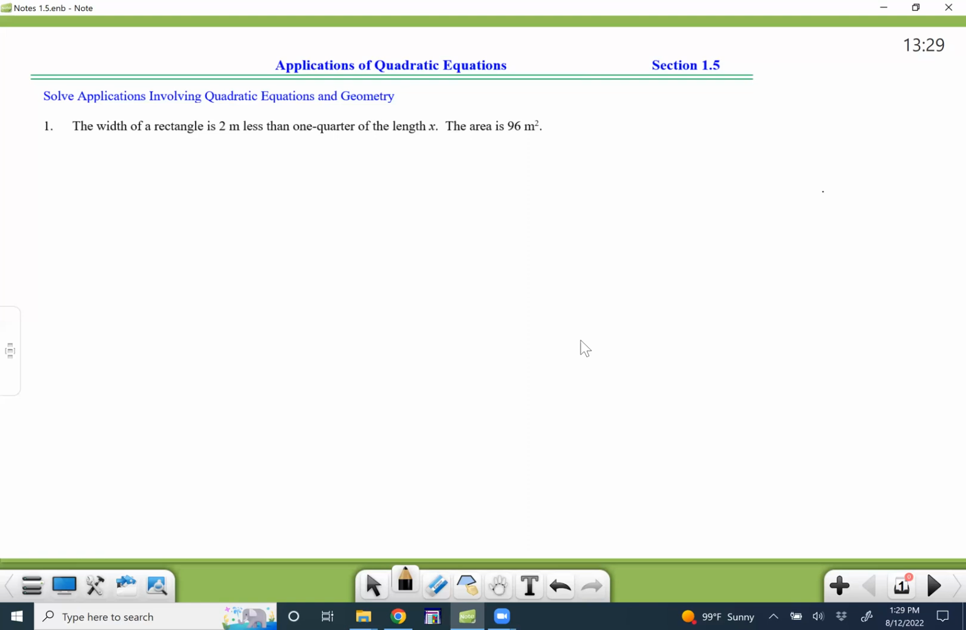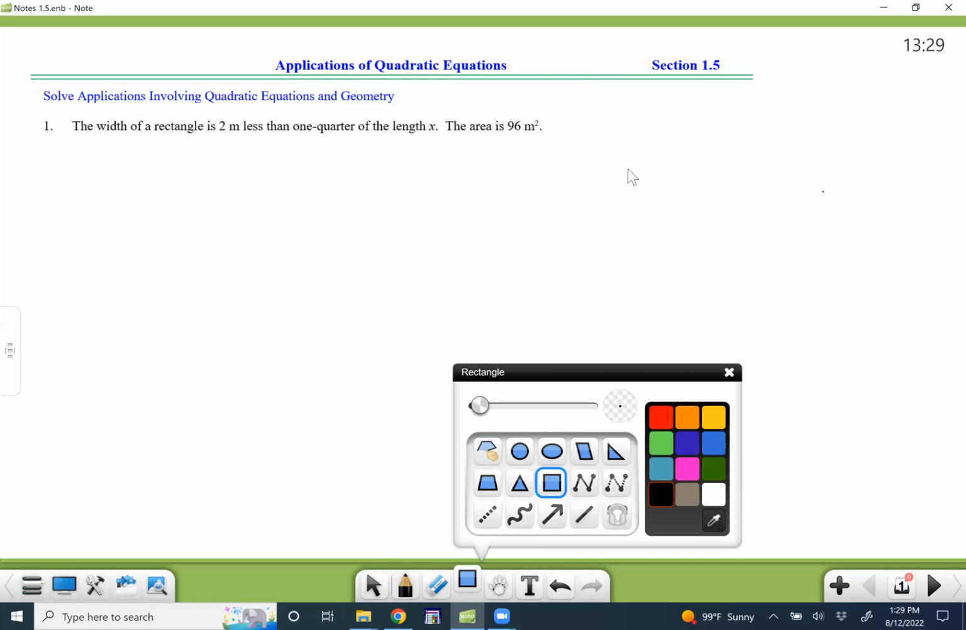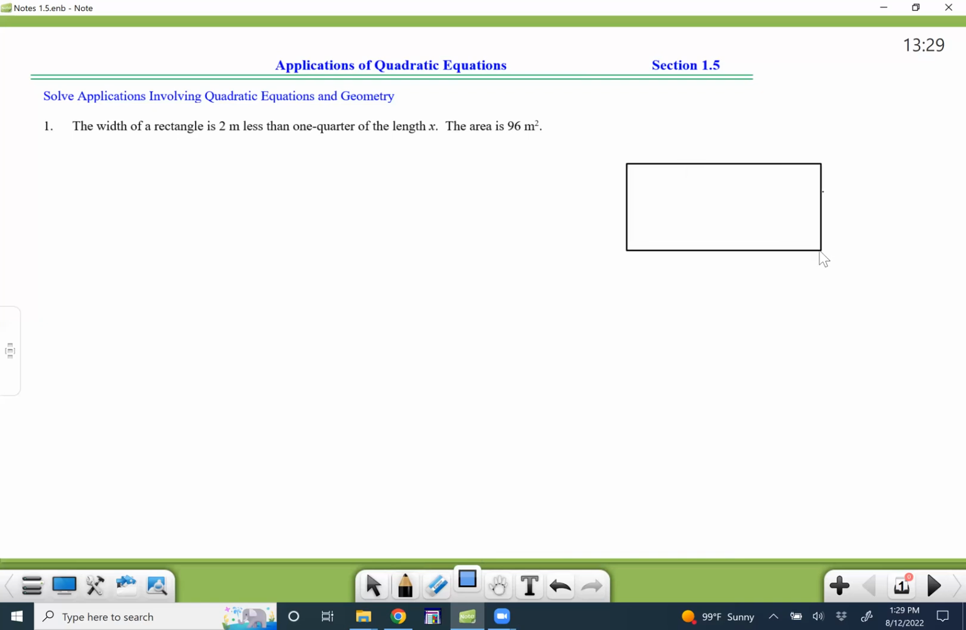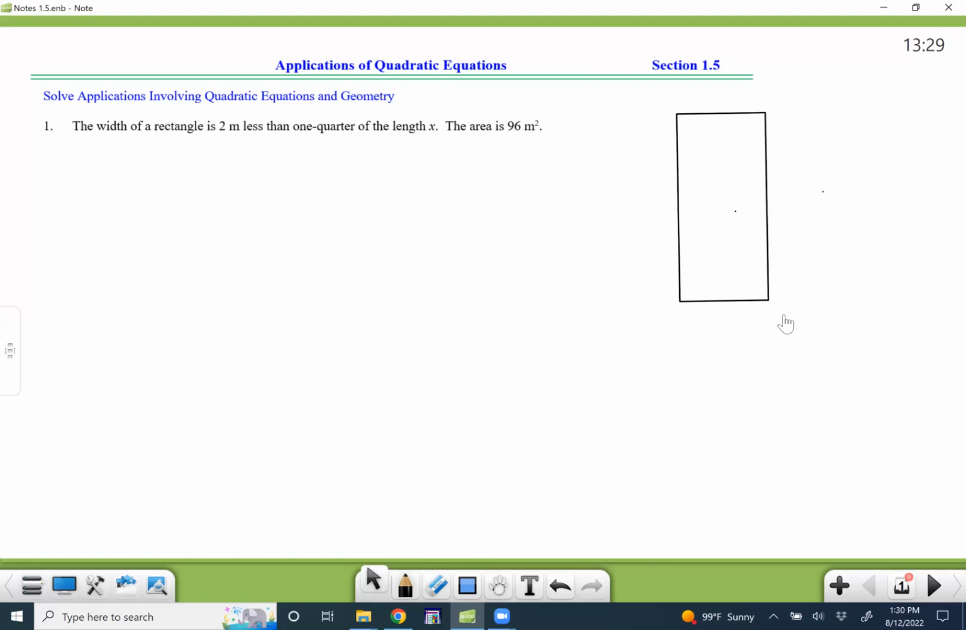All right, so let's go ahead and start here with this first one. It says the width of a rectangle is 2 meters less than 1/4 of the length x. The area is 96. Okay, so what we're looking at here is a rectangle. I always like to get a drawing in there. So let me just put a random rectangle in there. Just to not be confused, you guys, I'm going to put it on its side really quickly. That would be helpful if I drew it this way.